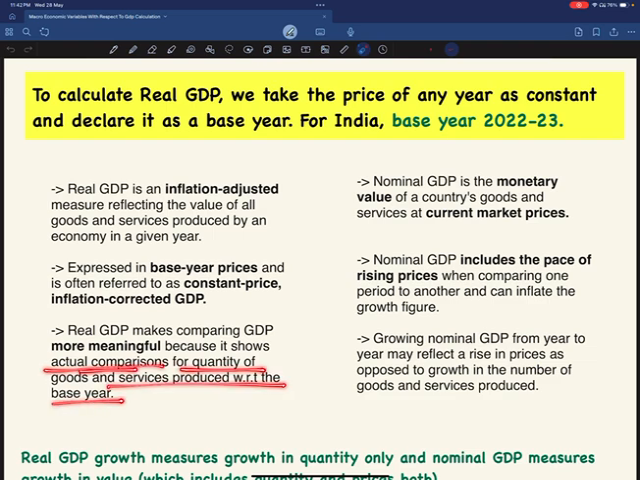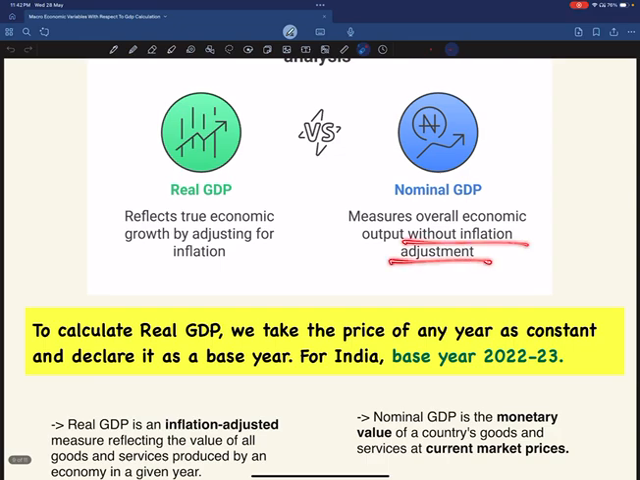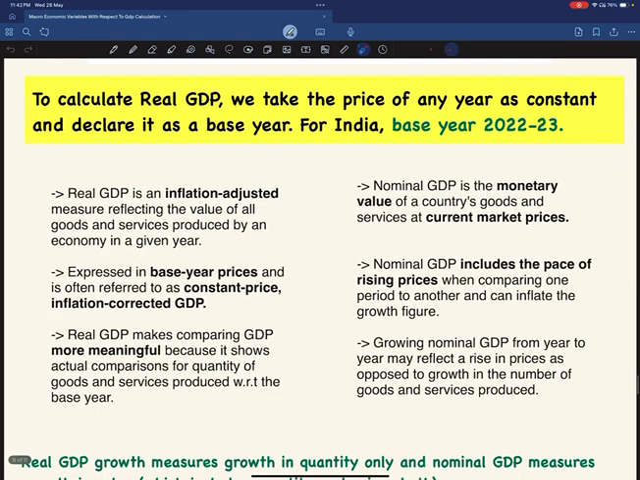So what is nominal GDP? It is the monetary value at the current market prices. Current market prices means it also includes the effect of inflation. It is not adjusted for inflation, as we have seen. Without inflation adjustment, it includes inflation, it includes the rise of prices comparing one period to another, and can inflate the growth figure.